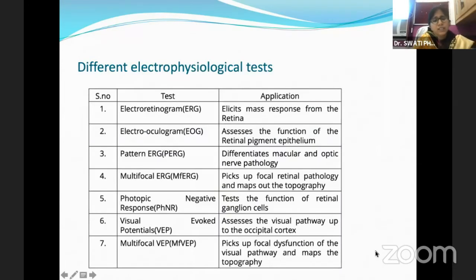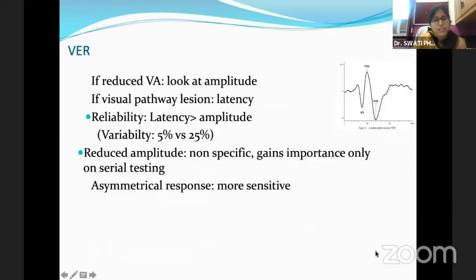So this is a table which shows how different electrophysiology tests are used, what is their importance in the cases, and what kind of structure they assess. As I said, VER is the most important investigation that we use in our practice, and more than amplitude, it is the latency that we should be looking for, because it's more specific for neuro-ophthalmological disorders rather than the amplitude, which can be otherwise low in any other ophthalmic situation also.